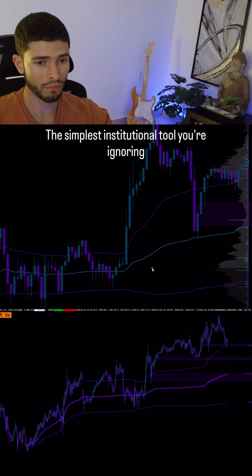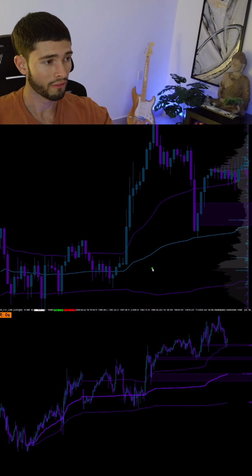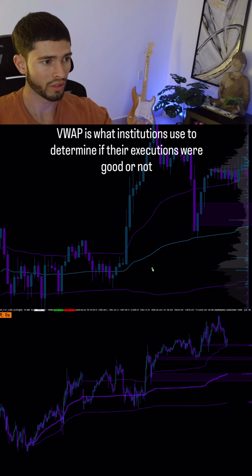This is probably the most important tool that most traders either completely ignore or use completely wrong. So let me explain it to you guys in a way that actually makes sense. VWAP stands for volume weighted average price. This is the price where the most business got done, and most of you guys don't understand the importance of VWAP, and this is why you guys ignore it.